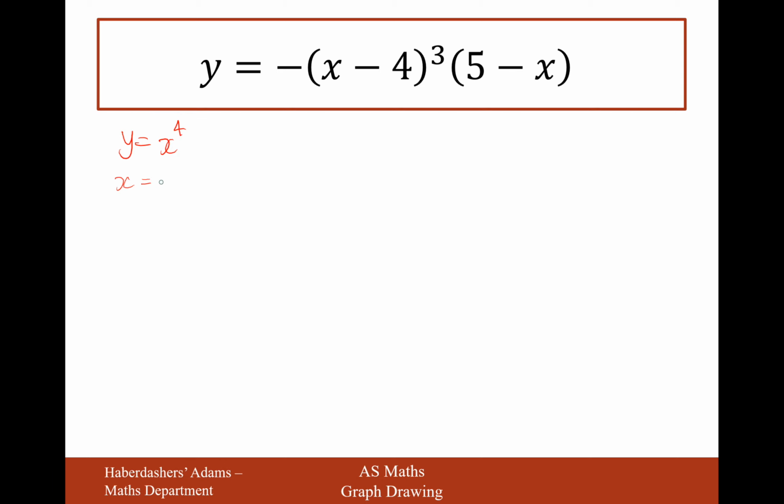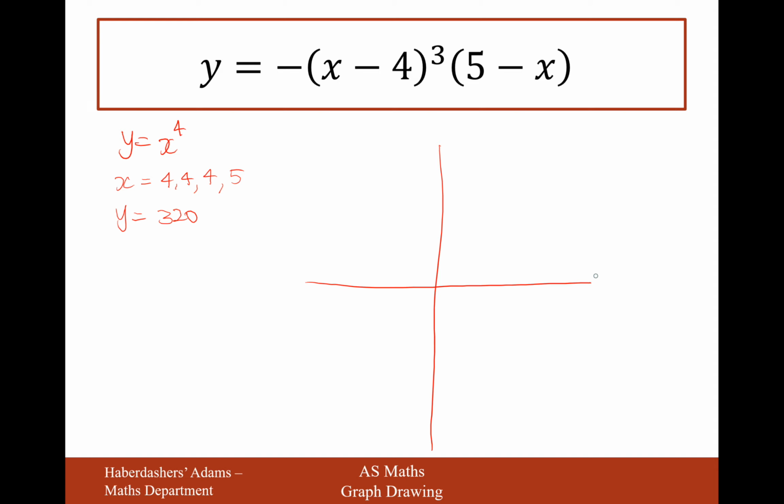The roots for x are going to be 4 as a repeated root 3 times, and then 5. And then the y-axis intercept is going to be minus 4 times minus 4 times minus 4 times 5 times the negative at the front. That's 320.